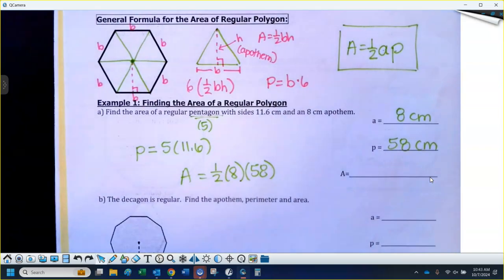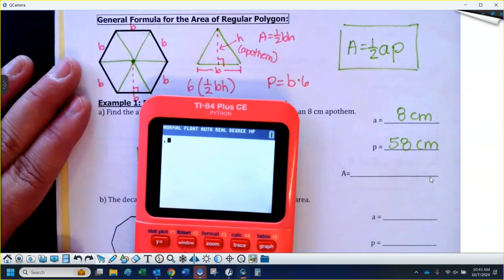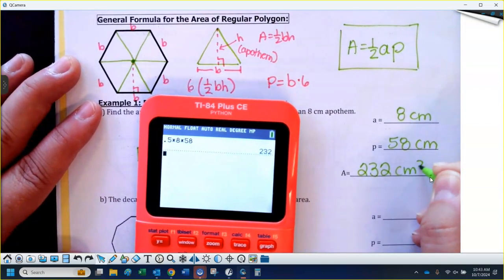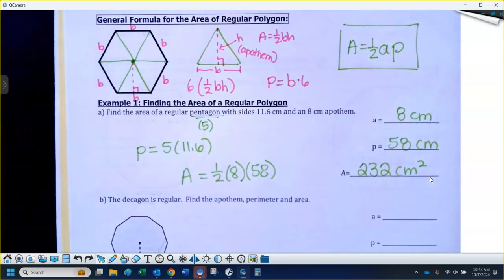You just might have to do a little bit of work to find the perimeter. So I'm doing 1/2 times 8 times 58. This would be 232. Now, this would be centimeters squared because we'd be talking about an area. But that's literally all it is. Does anybody have a question?